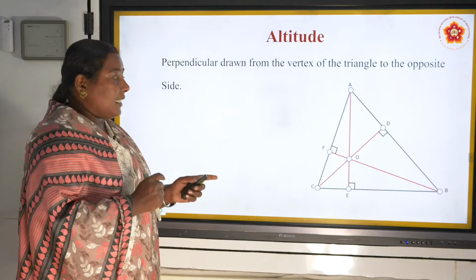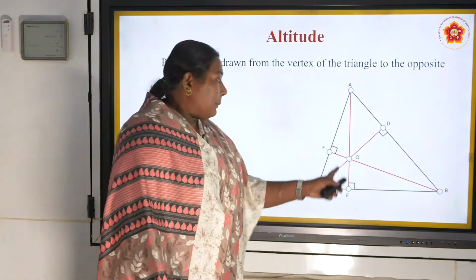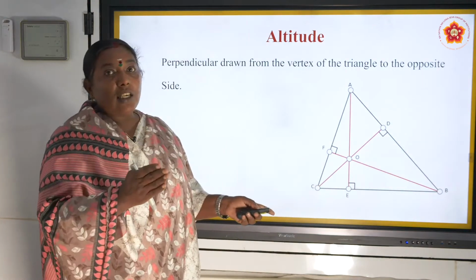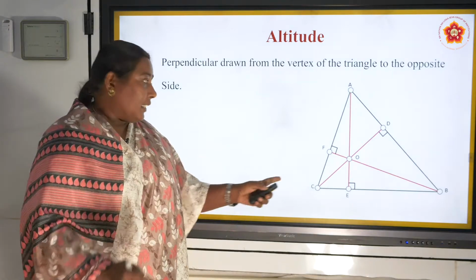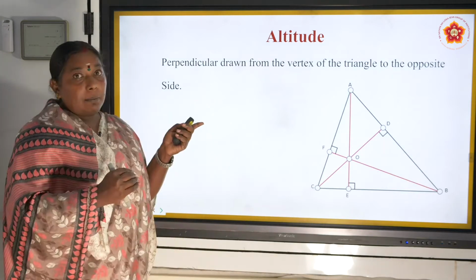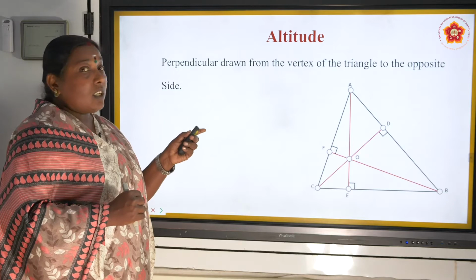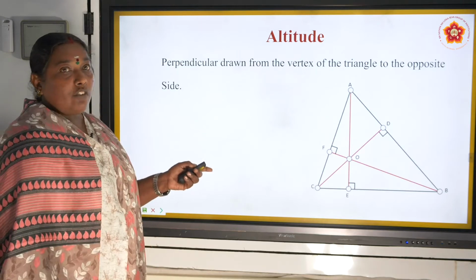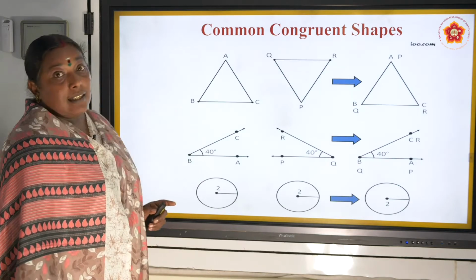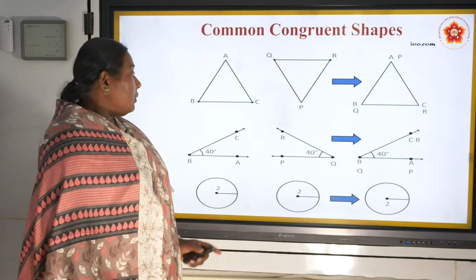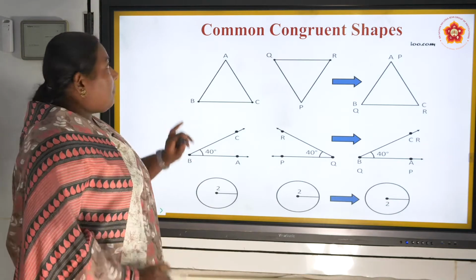Median means bisecting the opposite side. Perpendicular means reaching the opposite side with the angle of 90 degrees. Please keep in mind these two words, because these two words will help you to solve most of the problems. Next, let us come to the new word which we are going to see in this chapter.